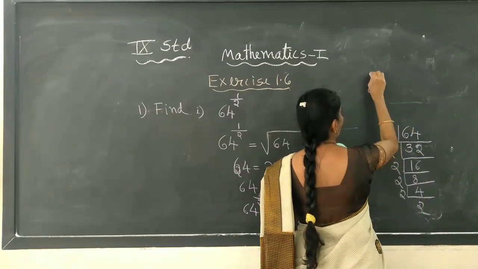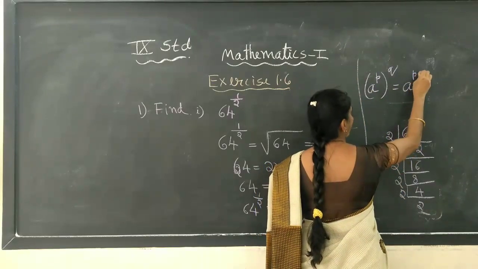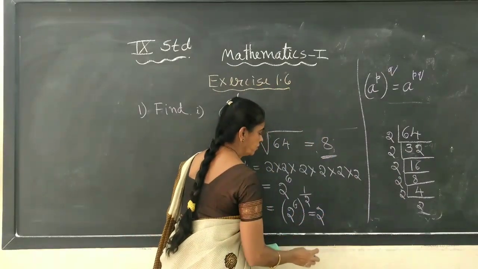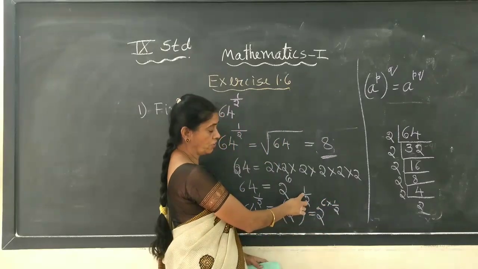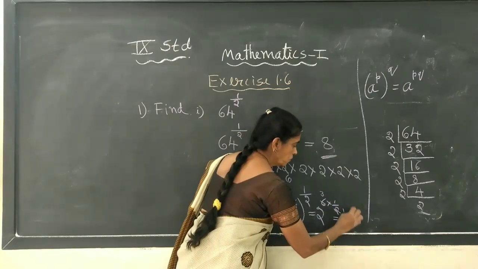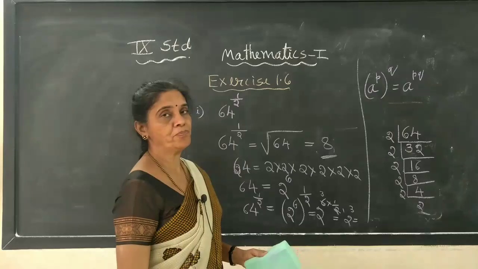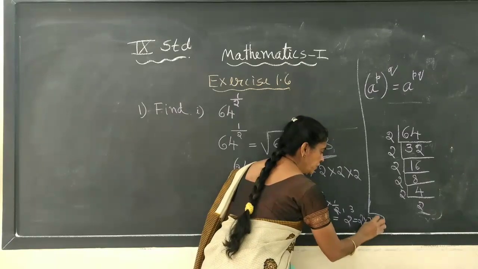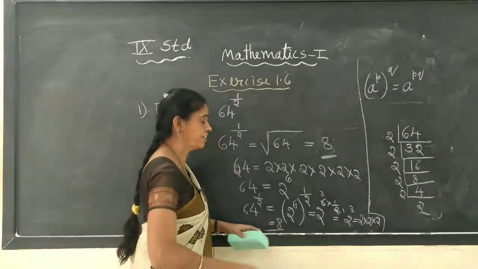A to the power of p to the power of q is equal to a to the power of p into q, right? Now apply that to 2 to the power of 6 into half, right? 6 into half, 2 3s are 6, so it is 2 cube. 2 cube is how much? 2 into 2 into 2. 2 2s are 4, 4 2s are 8. So the answer is 8. Here also we got 8.